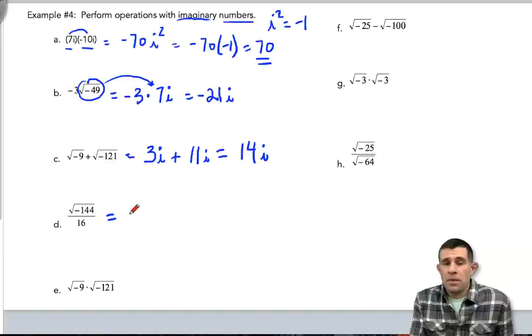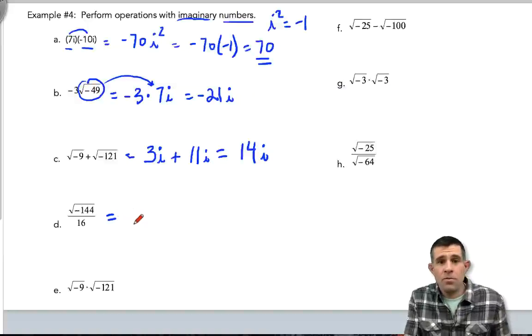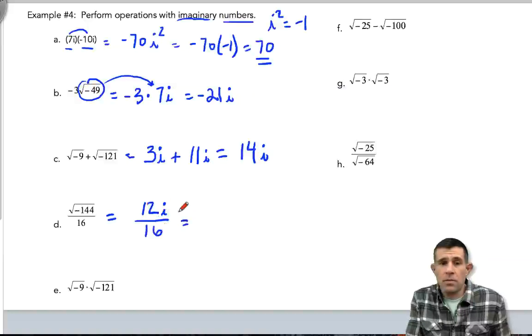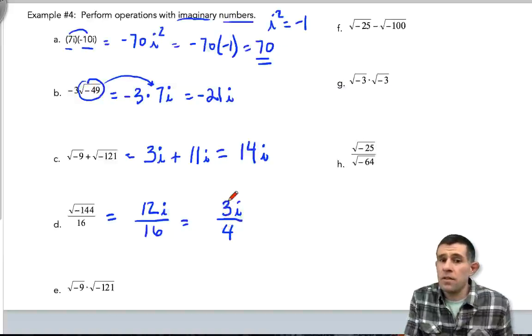All right, example D, we're going to take the square root of negative 144. Well, the square root of 144 is 12, so the square root of negative 144 is 12i, and we'll divide that by 16. We can reduce both of those because 4 goes into 12 3 times, and it goes into 16 4 times. So that's 3i over 4.